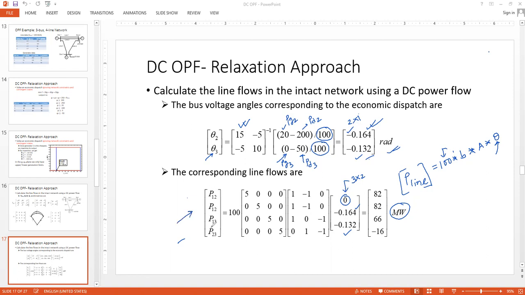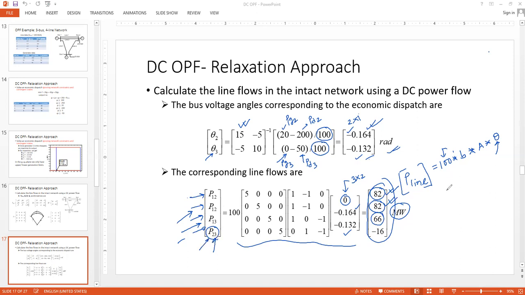So once I apply this, I get the information of how many megawatts are flowing through the 4 different lines of the network. Because of the identical nature of line 1 and line 2, we can observe that both are carrying an equal amount of power, 82 megawatt and 82 megawatt. Line 3, that is the P13 flow, is taking 66 megawatts. Line 4 is taking 16 megawatts. However, there's a negative sign, which means, as I said, the convention for the sending and receiving ends was from bus 2 to bus 3.